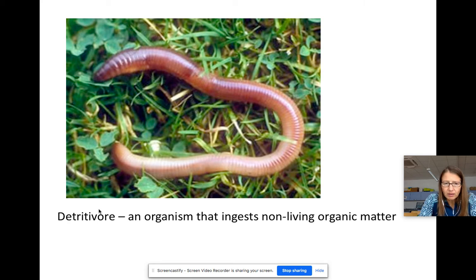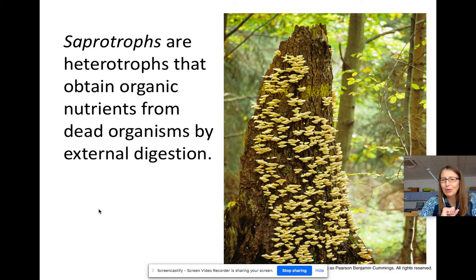There are other organisms that also eat the detritus, but they don't actually ingest it into their bodies. They digest it outside their bodies and then absorb the digested nutrients, and those are called saprotrophs. So saprotrophs are another type of heterotroph. So there are three types of heterotrophs that we're getting to know: consumers, detritivores, and saprotrophs. Saprotrophs get their organic nutrients from dead organisms or detritus through external digestion. Most of the saprotrophs are going to be bacteria or fungi.